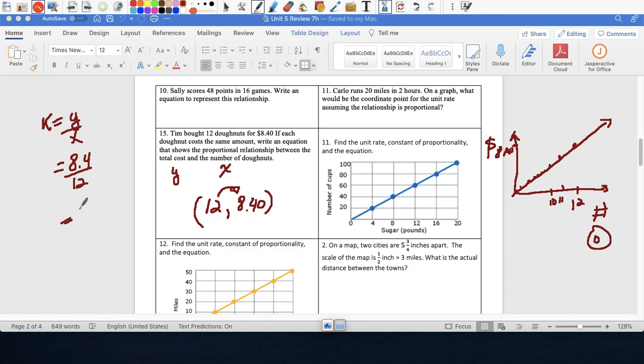$0.70. So we're going to write K equals 0.7, or actually if you left this as 7 over 10, whichever one you found. So our final answer, the equation, is Y equals 0.7X. So every donut: $0.70, $1.40, $2.10, and so forth. Okay, so this is the equation you're looking for.